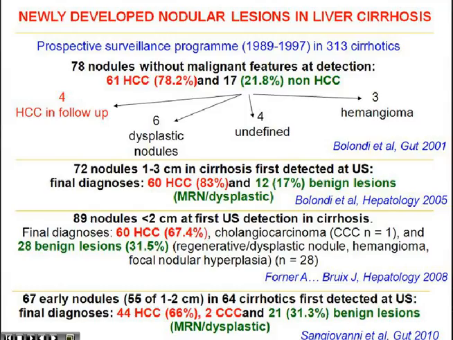So how can we distinguish them, and how often do we encounter these sorts of lesions? These are studies of surveillance of cirrhotic patients in 3 different centers: Milan, Barcelona, and 2 from Bologna.